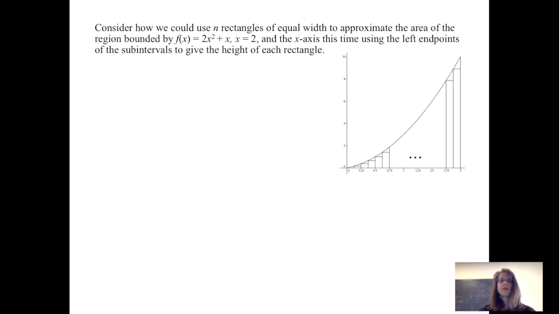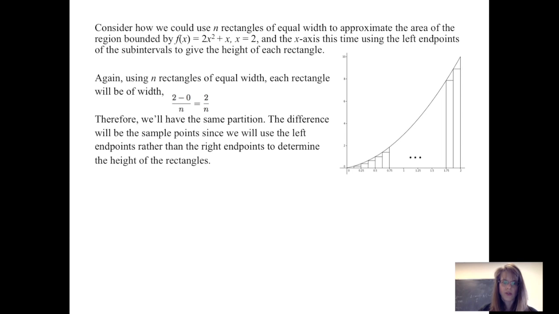Suppose instead we had used the left endpoints of the subintervals to give the height of each rectangle, and we can see that pictured here. What if we'd used the same number of rectangles, n rectangles of equal width? Again, each rectangle would be 2 over n units wide. Therefore, we'll have the same partition. So let's consider how things would be different if we use the left endpoints rather than right endpoints.